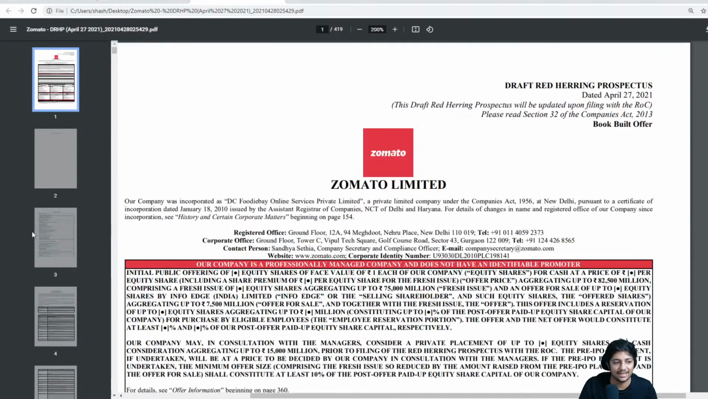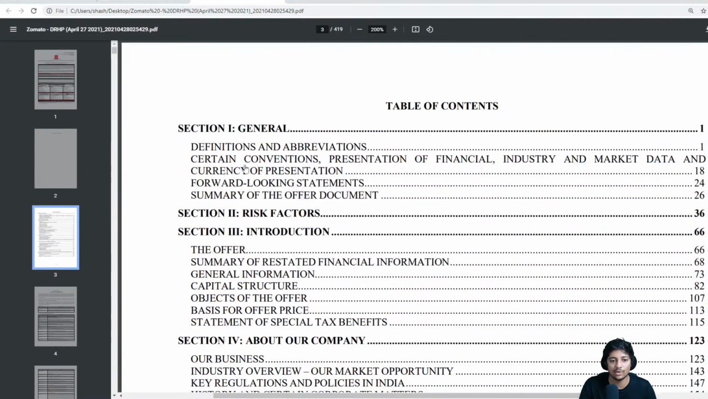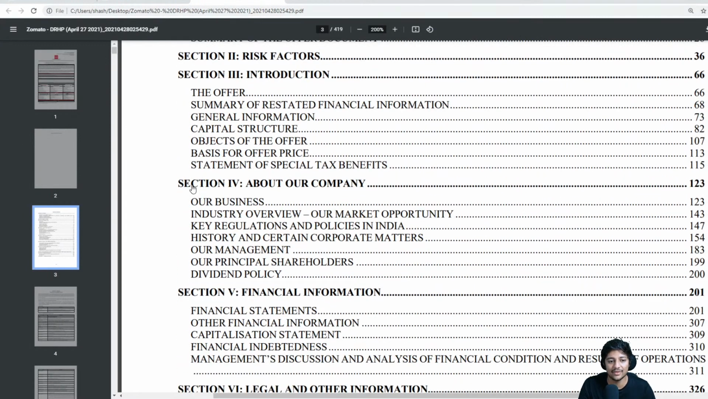So the next thing that I do after section 1 general, I look at summary of offer document. Immediately after that, I go to section 4, which is about our company. And this is where I spend the second most amount of time in the document. Financial is the most amount of time I spend, but about our company is the second most important part in a DRHP. So only the first main thing was summary. Second main thing is you need to look at the about our company, and third would be financial information.